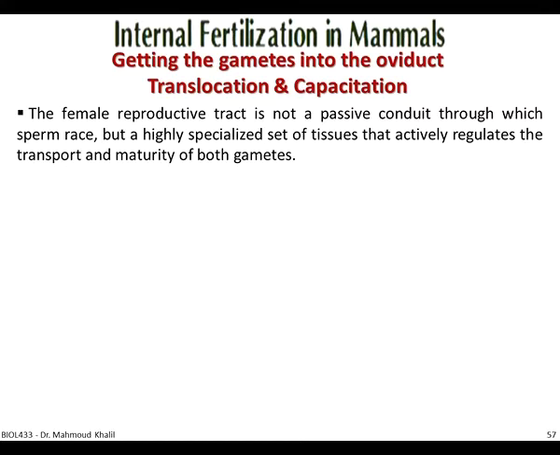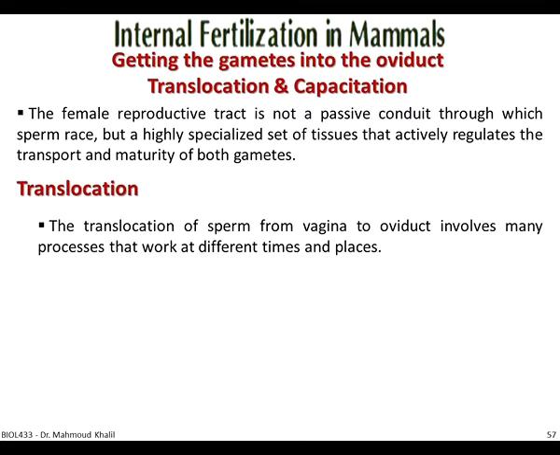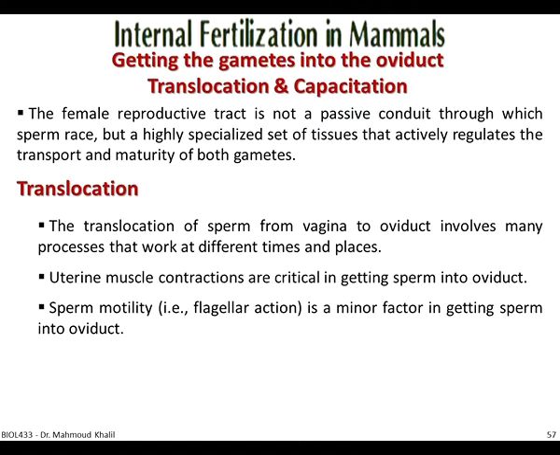So what is translocation? Translocation is the movement of sperm from the vagina to the oviduct, and this involves processes that work at different times and places. The uterine muscle contractions are critical in getting sperm into the oviduct. As we understood before, sperm motility is one of the major factors, but actually sperm motility, due to its flagellar action, is a minor factor in getting the sperm into the oviduct. The major factor is the uterine muscle contractions.